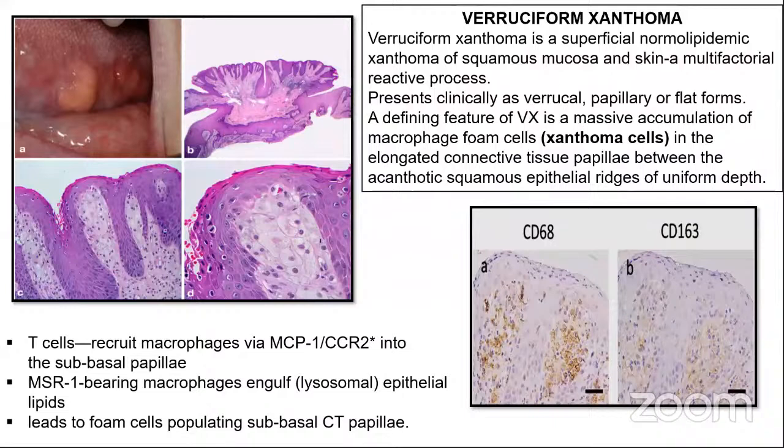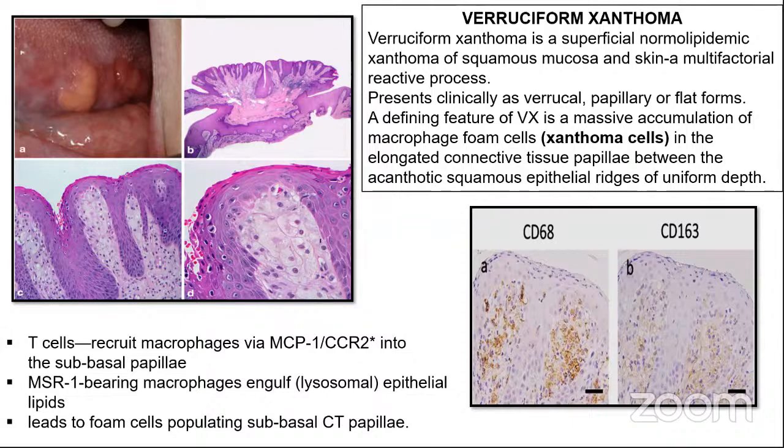Examples of xanthomas, you have the verruciform xanthoma. In the verruciform xanthoma, what we see is that the foam cells typically accumulate in the connective tissue papillae. There are different clinical forms, but the foam cells or the xanthoma cells are located here in these connective tissue papillae. They can be identified by the stains for macrophages, the immunohistochemical general macrophage marker and the polarized macrophage marker. So in this case, the question that you might ask here is, why is it that they form only in this particular location?